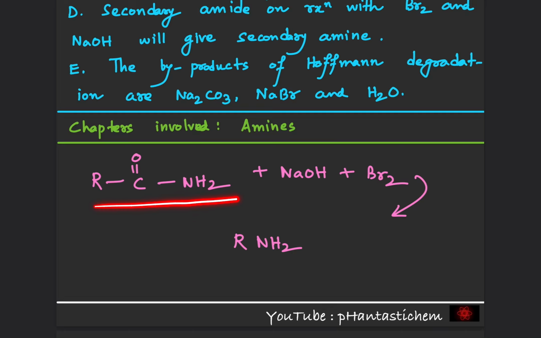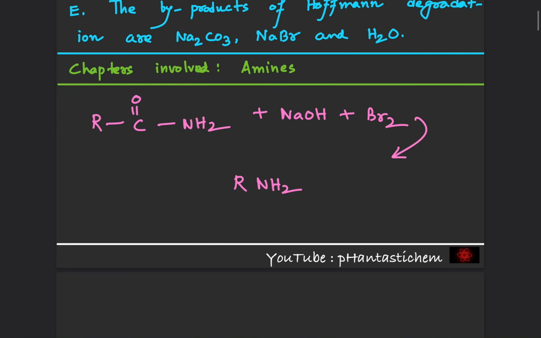This is the amide that we started with, and we are getting an amine which contains one carbon less. Let's say here there was X, so here one carbon, so the total carbon is X plus 1. Here we have only X carbon. So we get a primary amine which has one carbon atom less than the original amide, and also there are certain side products which are formed.